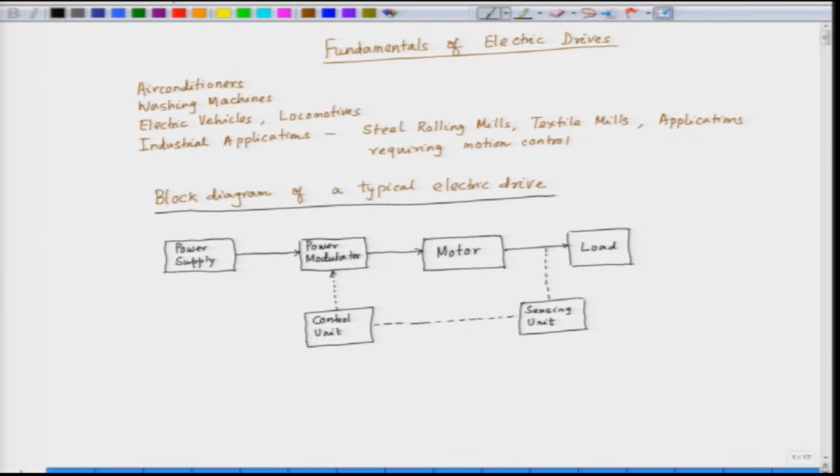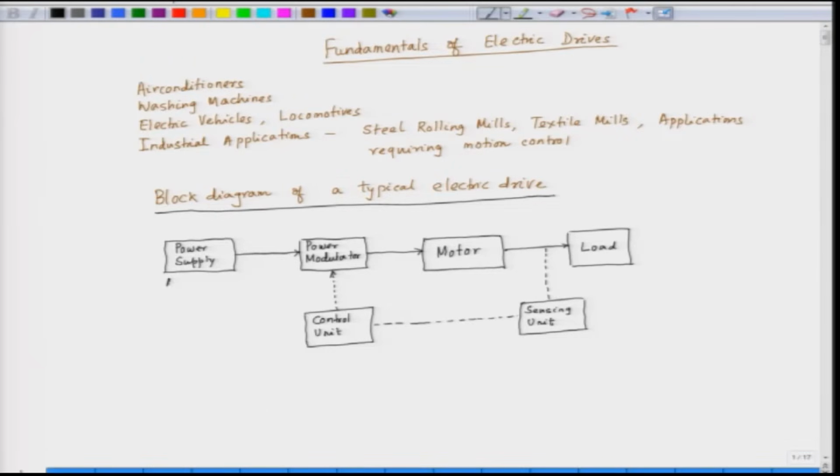It means the power supply can be fixed, but the motor speed may have to be changed, motor torque may have to be changed. Think of a situation, you are going in an electric vehicle, maybe an electric car or an electric bus. The speed of the car has to be controlled. Now, how do we control the speed of an electric car? That control can be achieved by the power modulator. The power supply can be fixed, it could be DC or AC, but the power modulator has to match the power supply with the motor's requirement.